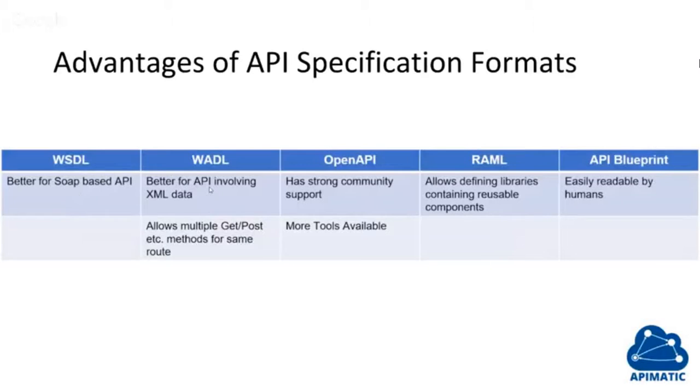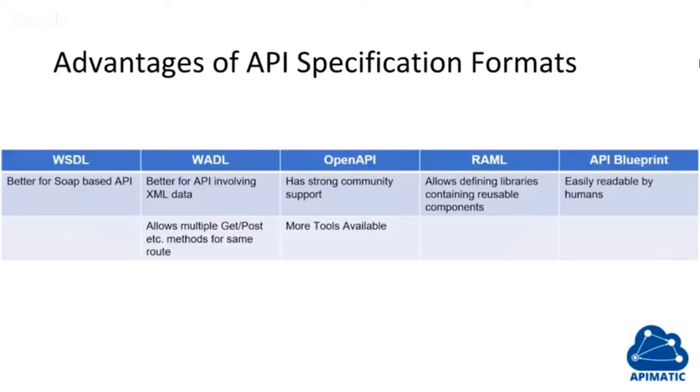Now, WADL is also written in XML. So if your API involves data that is in XML, then WADL might be the right option for you. Also, if you have multiple HTTP methods for the same route, like GET and POST, then WADL would be the right choice, since OpenAPI and RAML do not support this.